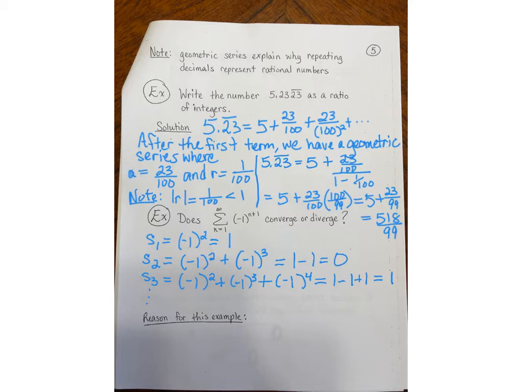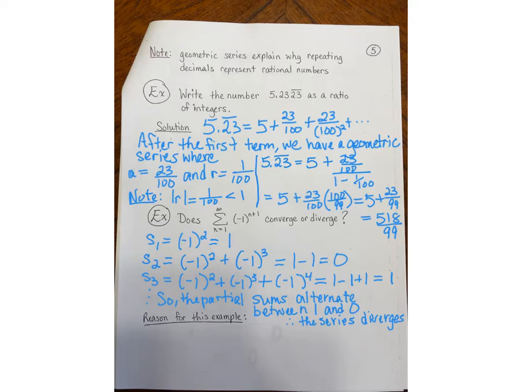Well, what's going to happen? When we continue to look at the partial sums, they alternate. So the partial sums that we're looking at alternate between 1 and 0. Therefore, the series diverges.